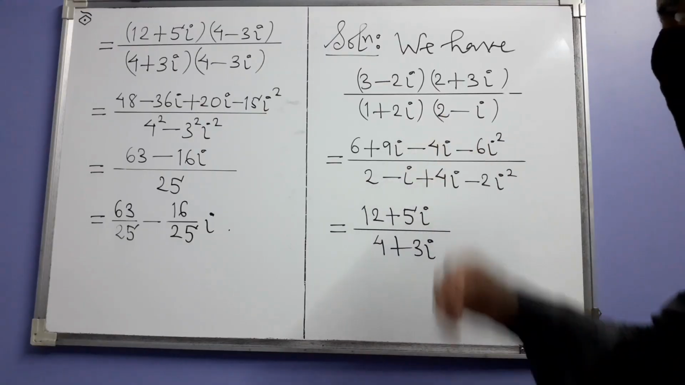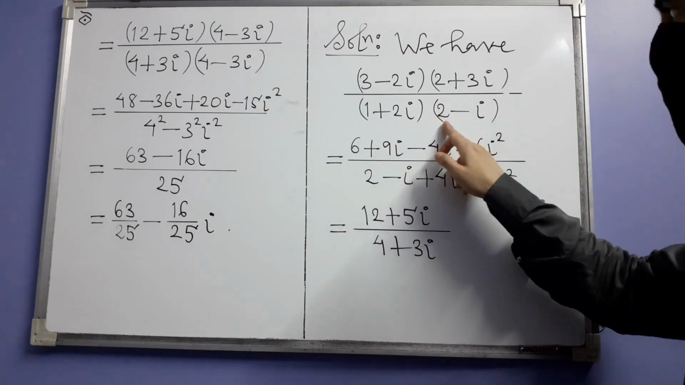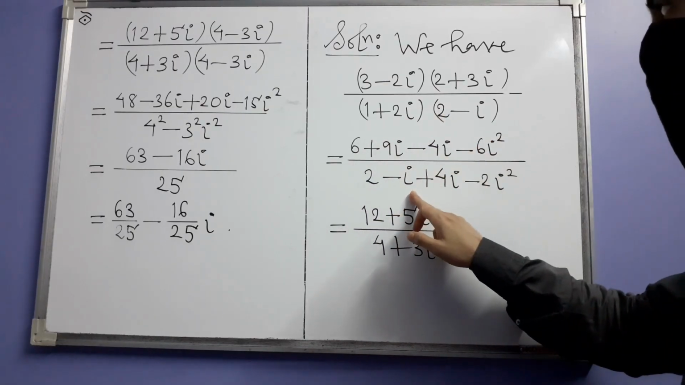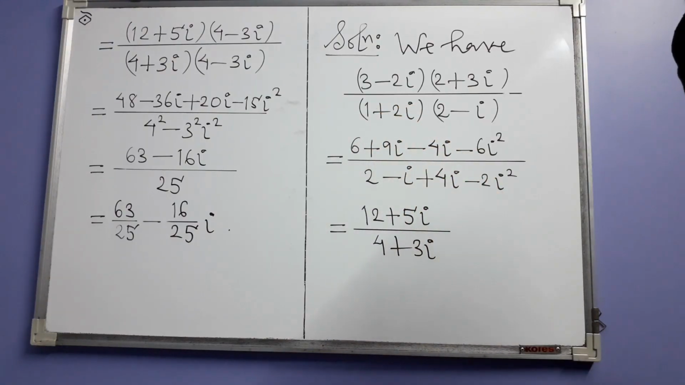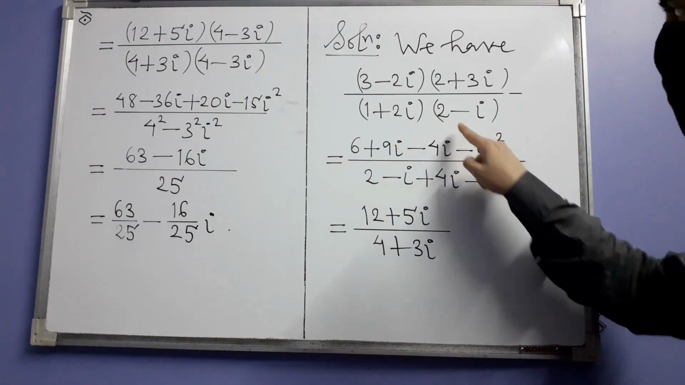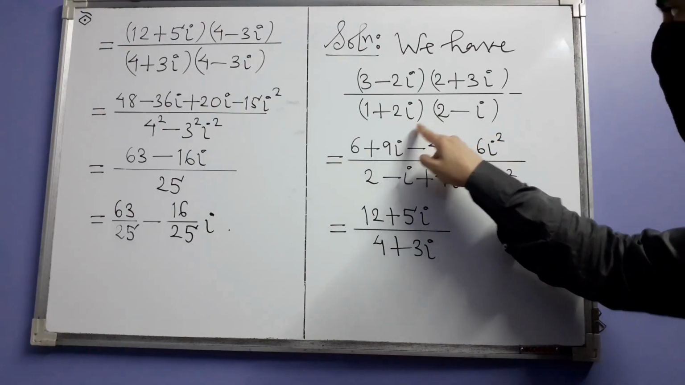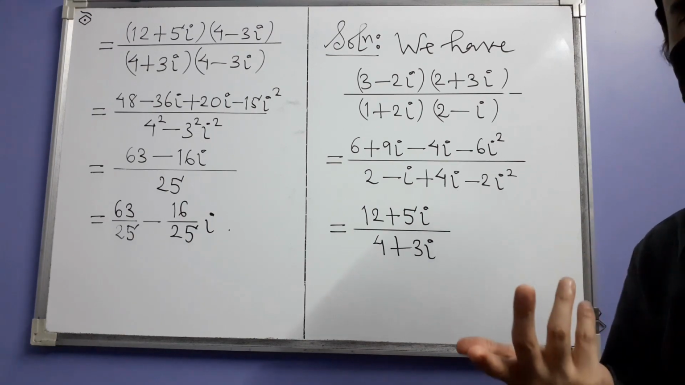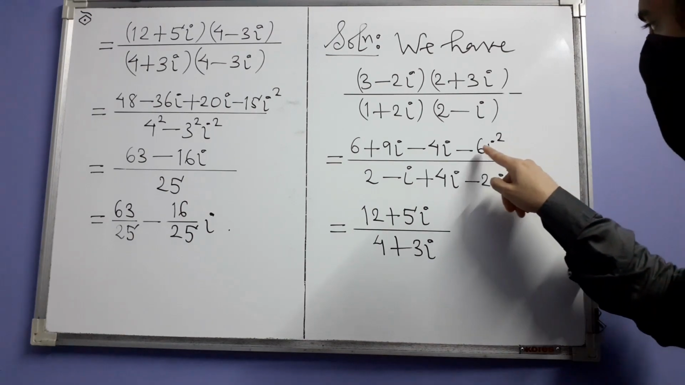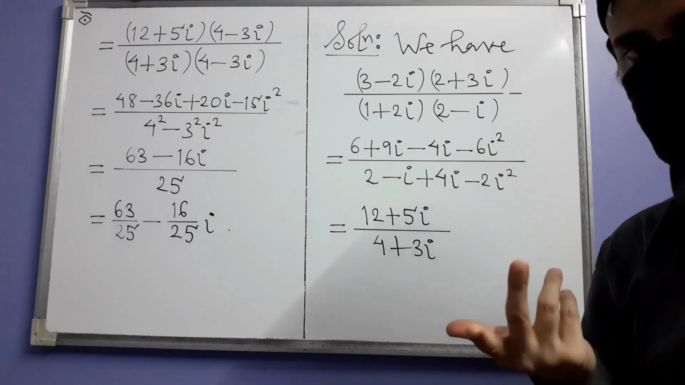Similarly, we also multiply the denominator. 1 times 2 minus i is 2 minus i, because we have 1 here, so this is a little simpler. And then 2i times 2 is 4i and 2i times minus i is minus 2i square. So you know that i square is minus 1. So this minus 6i square becomes plus 6.